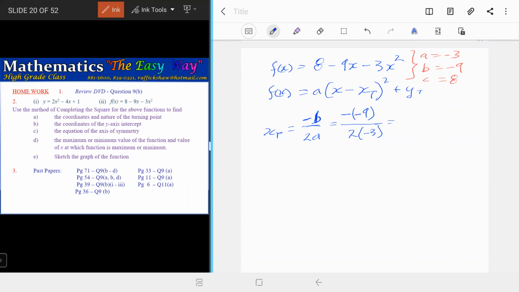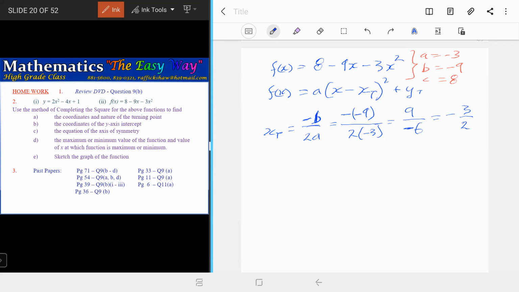So far, so good? Yes, sir. And this becomes a positive 9 over a negative 6, right? That's 2 times 3, 6. We want to simplify that down. It really becomes negative 3 over 2, negative 1.5. If you were to divide 9 by 6, you're going to get 1.5. And then it's negative. So this negative under here renders the final result negative. So that is negative 3 over 2.